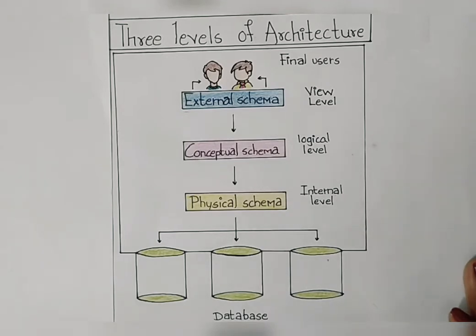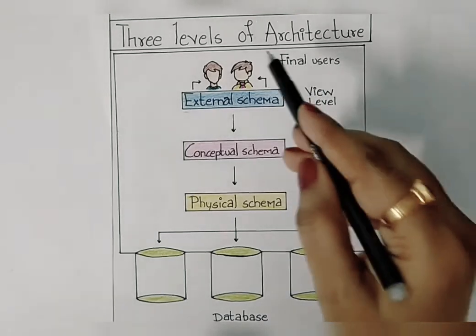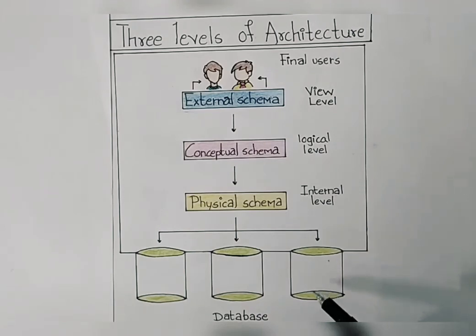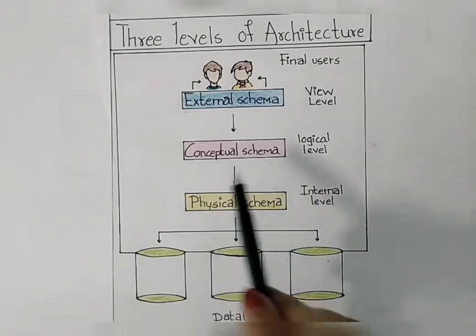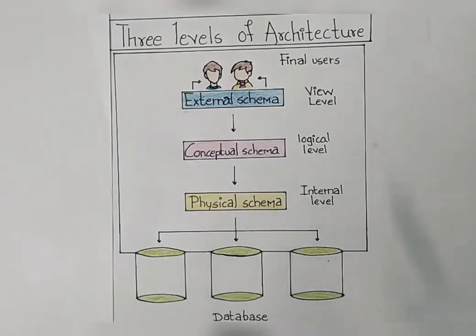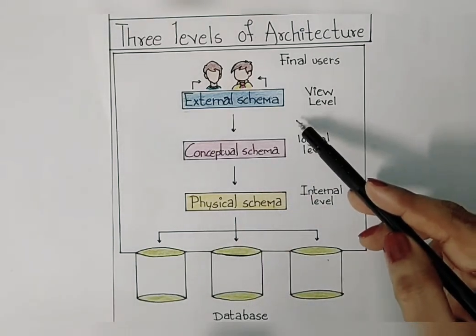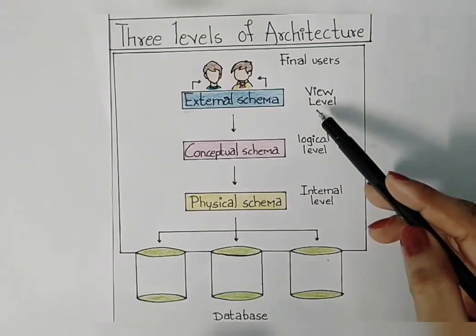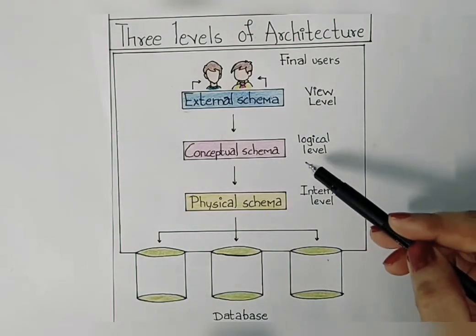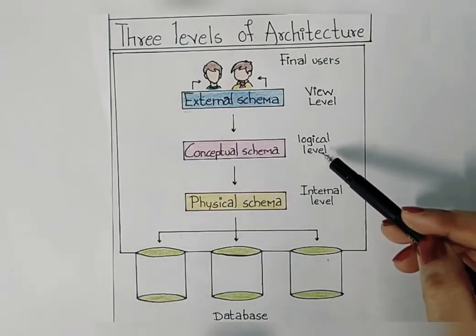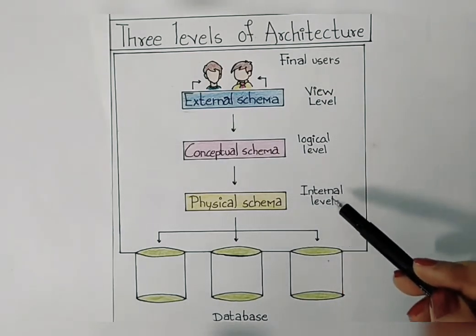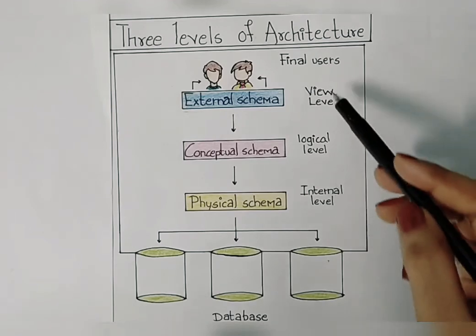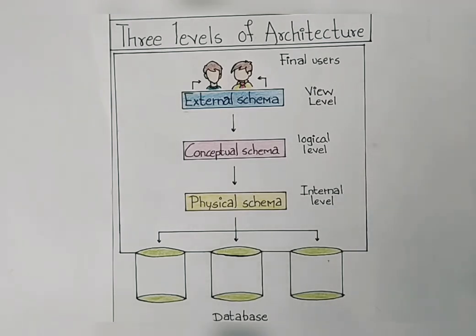So here we will discuss this 3 level architecture having 3 layers: external schema, conceptual schema and physical schema. This external schema can also be called as a view level. Conceptual schema can also be called as a logical level, and physical schema can also be called as a internal level. We'll see each of the level one by one now.